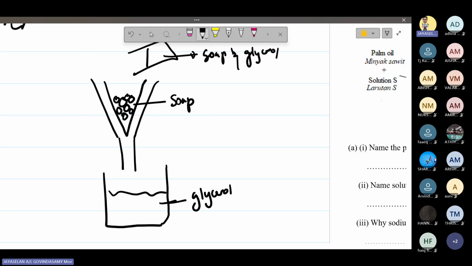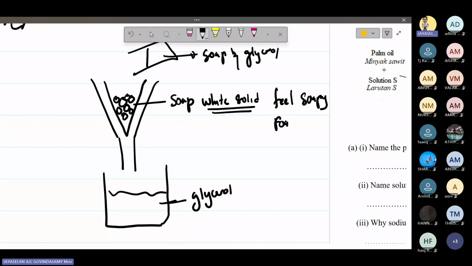All right, any question? After that, you dry the filter paper by pressing between a few filter papers, and you will get a white solid. And this white solid is what? When you feel it with your finger, it will feel what? Soapy. When you add it in water and shake, it will form foam.